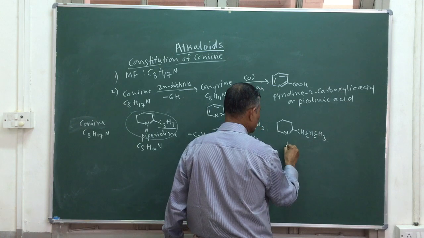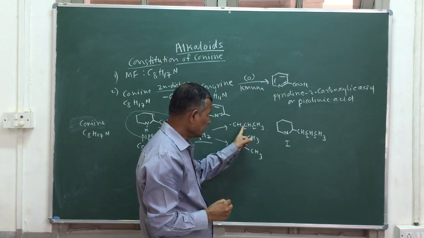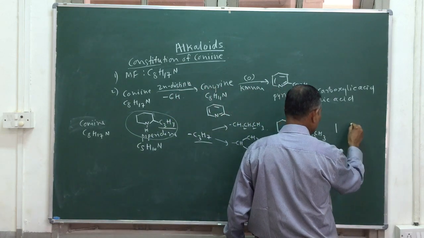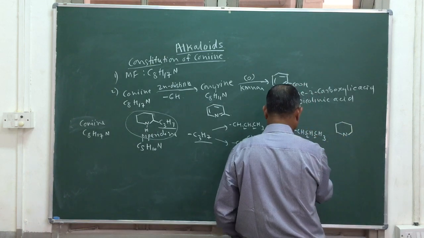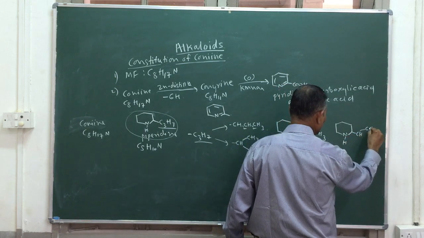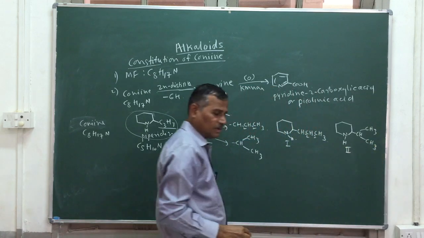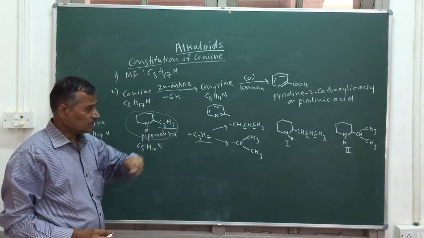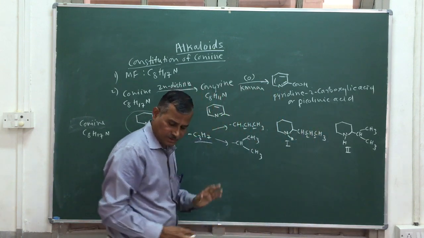So this we can call structure 1, with the normal n-propyl group as the side chain, and another structure where there will be an isopropyl group. Here H will be there, and it is CH3 and CH3. So this is the second structure. So we will get 2 structures for coniine. Now whether structure 1 is correct or structure 2 is correct, that we have to find out.